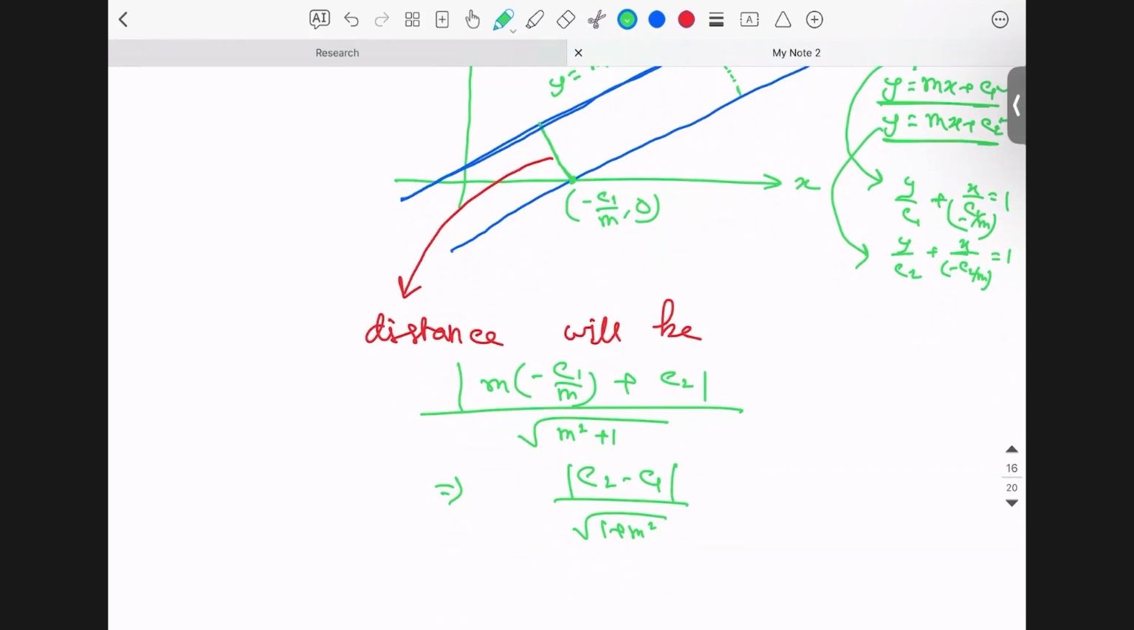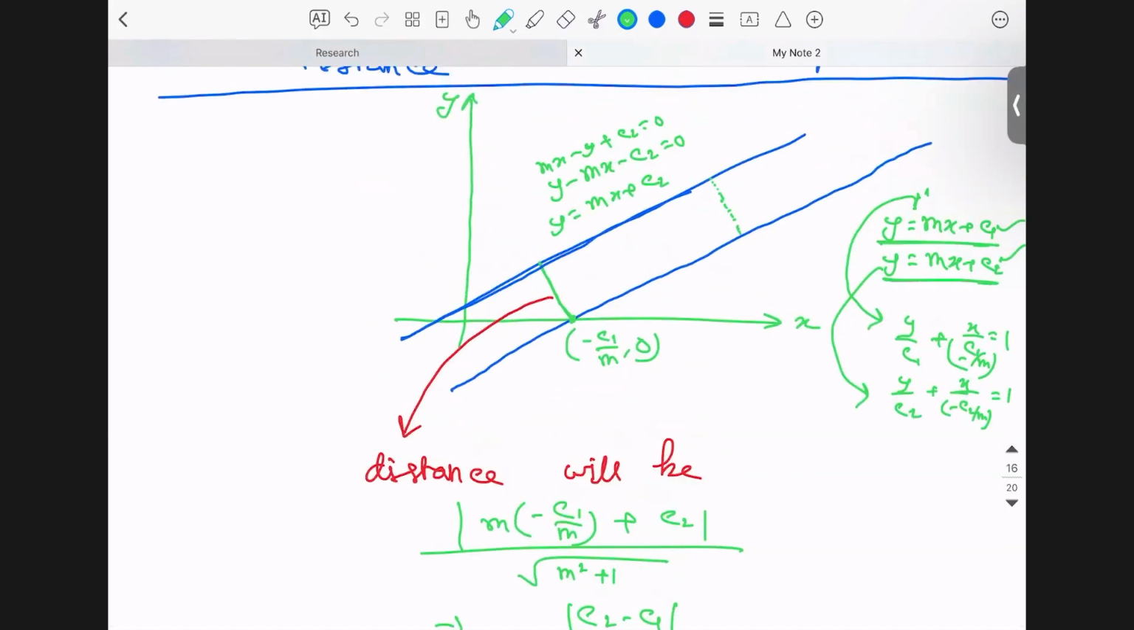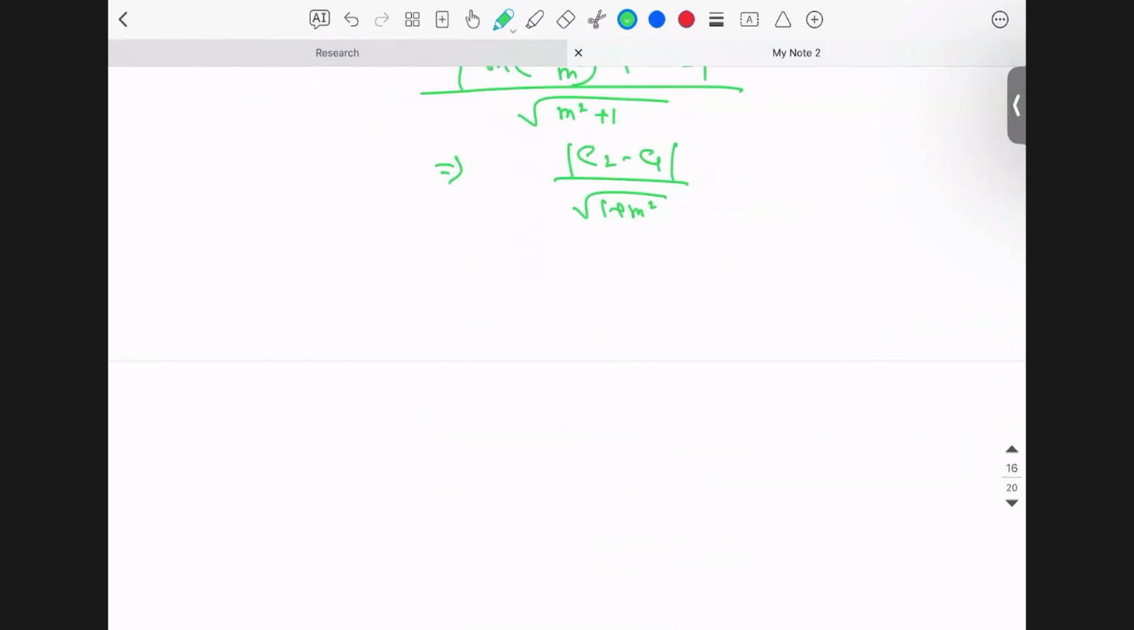Now, I have considered for understanding purpose that these are the equations of the straight lines. Now, equation of straight lines can be of the form like ax plus by plus c1 equal to 0, and ax plus by plus c2 equal to 0. This can be the equation of the straight lines.